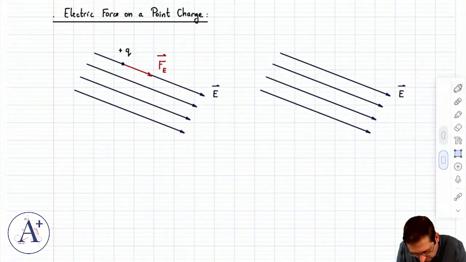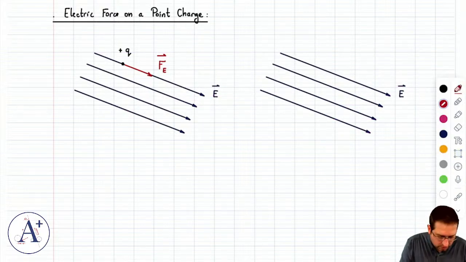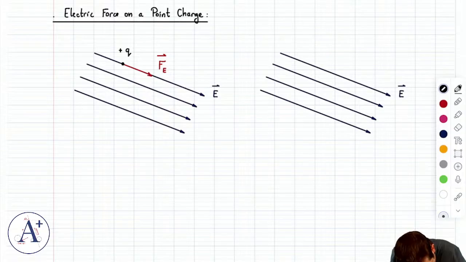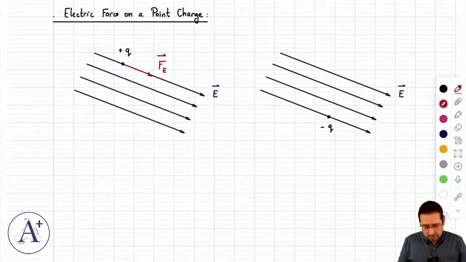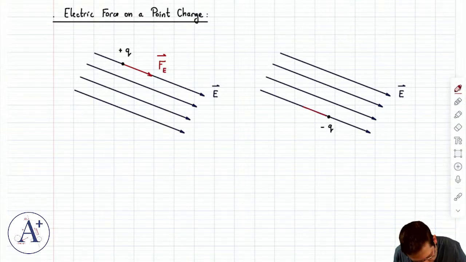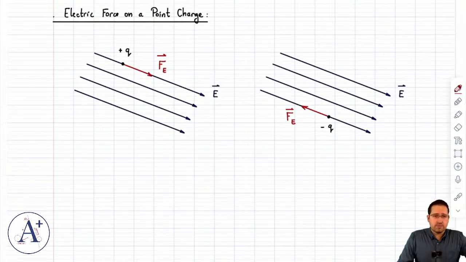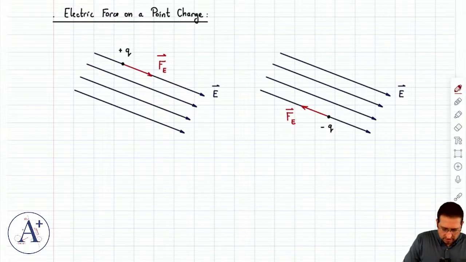Okay, I'm going to redraw this, because if I draw another charge here, you're going to say, don't the two of them interact with each other? Probably, but I don't want that to happen. So let's look at a separate example where we take a test charge that's minus Q. Well, minus Q is going to behave in the opposite fashion, and it's going to be pulled by the electric force, but against the electric field. So the direction of the force depends on the sign of the charge, and of course the direction of the electric field that creates the force in the first place.